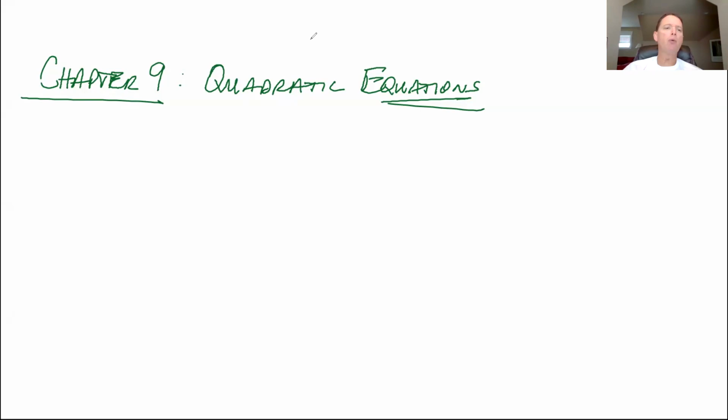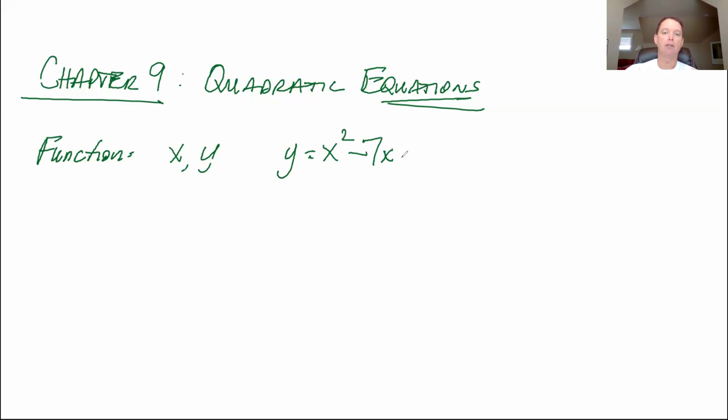For one thing, you might remember a function typically has an x and a y in it, like y equals x squared minus 7x plus 10. Or maybe simpler, y equals 2x minus 1. So a function typically has x and y in it, while an equation technically can have multiple variables, but typically just has an x in it.